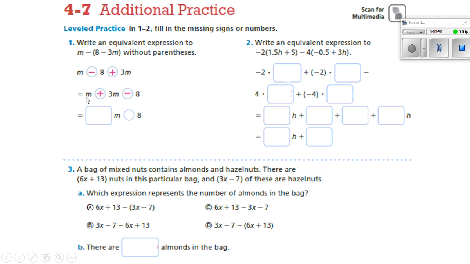M plus 3m is like 1 monkey plus 3 monkeys. That's going to be 4. And then that negative sign follows the 8. All right, and that's it. 4m minus 8 will be number 1.